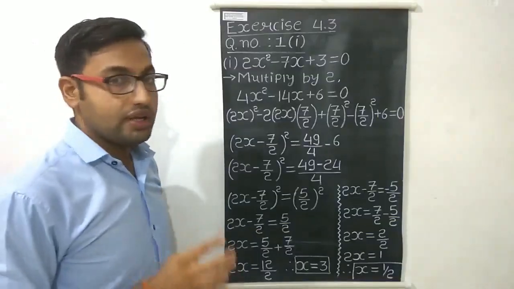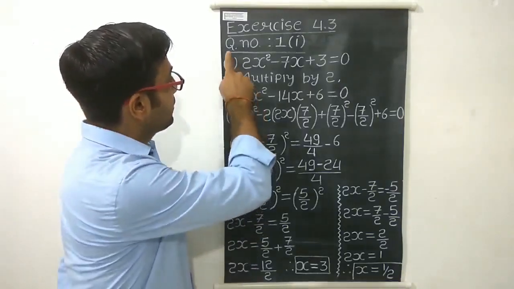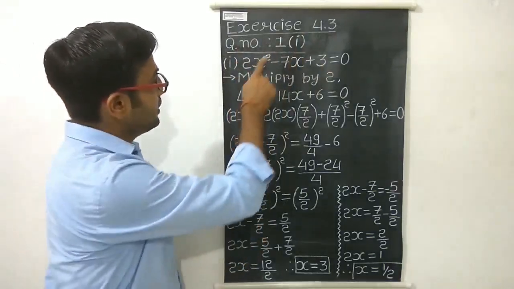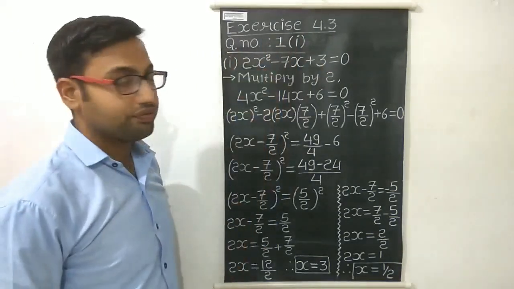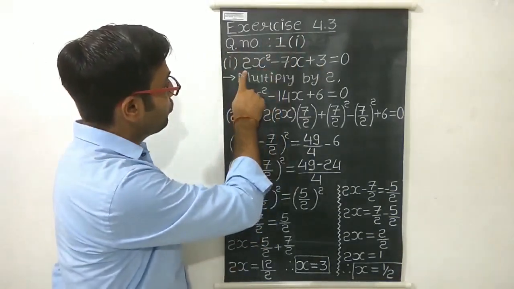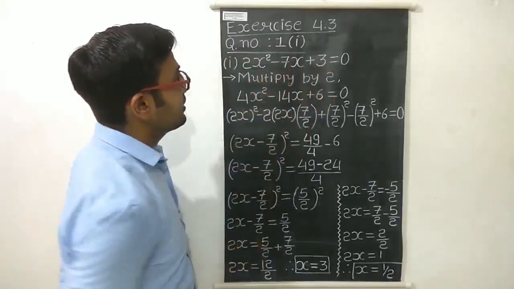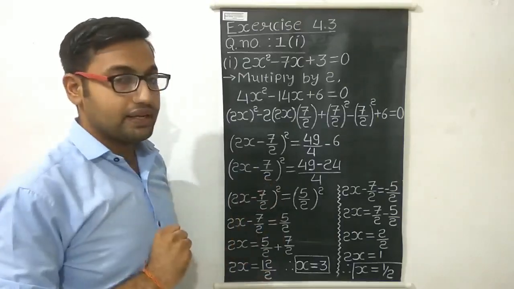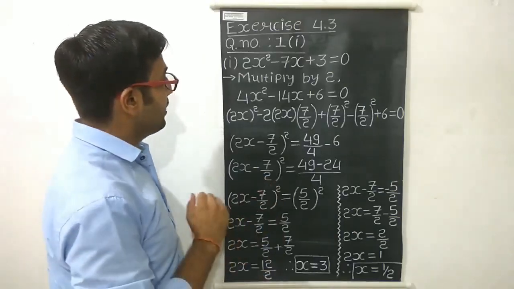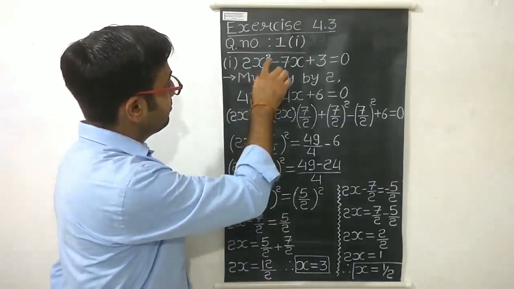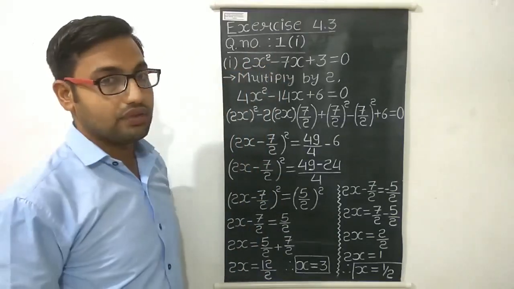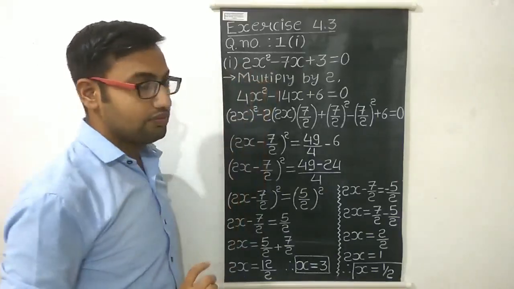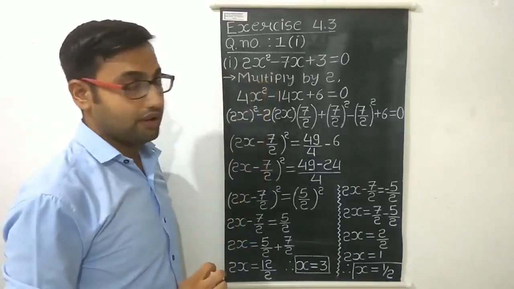Now we will study question number 1 of exercise 4.3. This is actually sub-question number 1. The question is 2x square minus 7x plus 3 equals 0, and we have to find the solution by the completing the square method. Here we can notice that the first term is not a complete square.